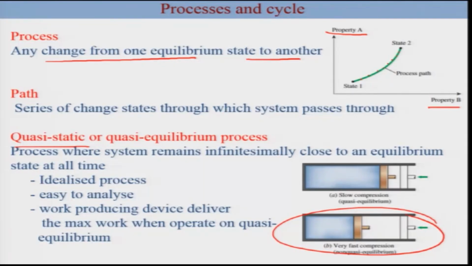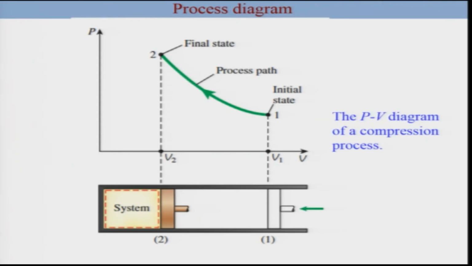So, these assumptions we consider in our description of the thermodynamics part, because it is easy to analyze. Later on we will be discussing that this is the case where the work producing devices deliver maximum work and work receiving devices receive minimum work in order to operate. This is the process diagram, I have already gone through that.